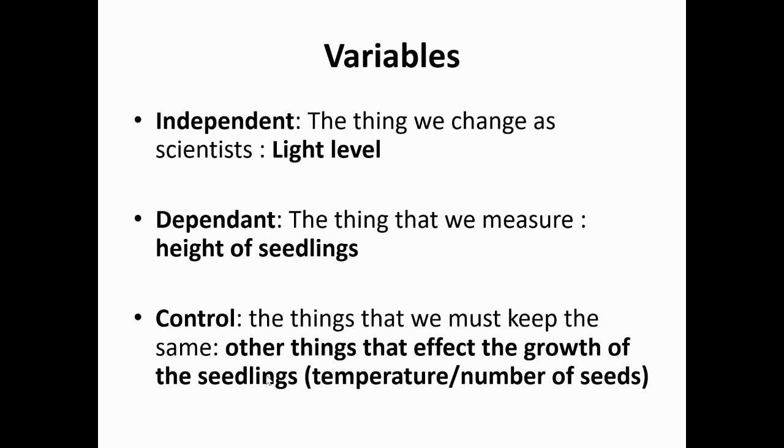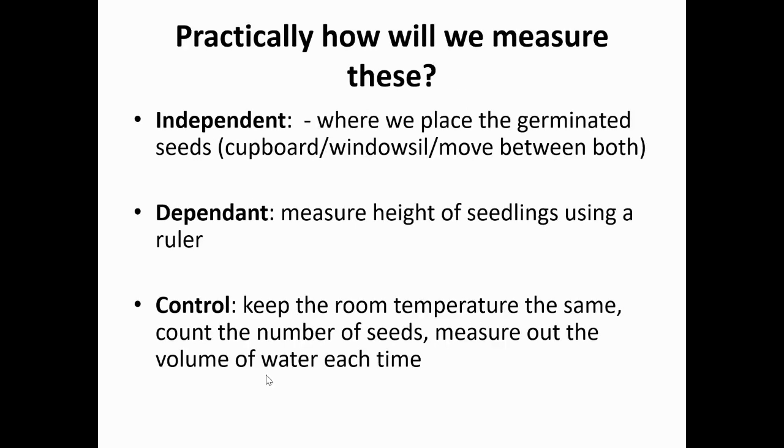And so these are the other things, other than the light level. And that could be the temperature. It could also be the number of seeds that we put into the growth medium. It could be the amount of water. Any other things that will affect the height of the seedlings that are not light level.